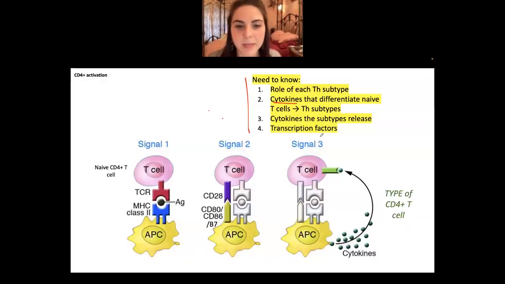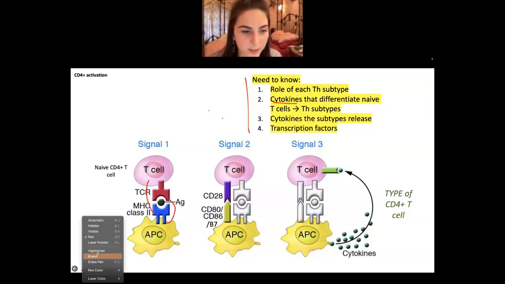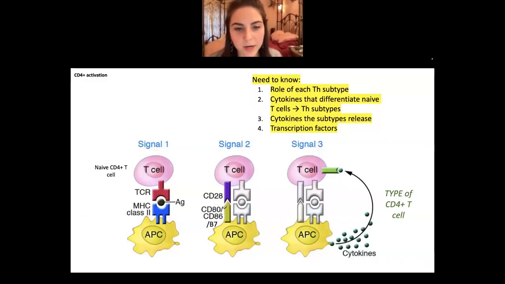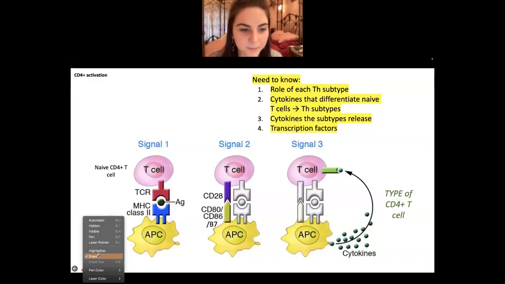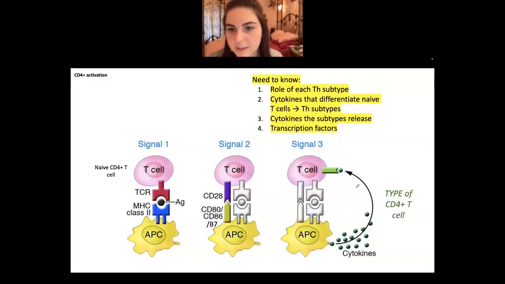So this is the same thing. This is your CD4 positive T cell activation. Here's your T cell, here's your APC. It's presenting MHC class 2, and then CD4 from the T cell helps with that. And then we have co-stimulation right here, B7 (CD80, CD86) binding to CD28. And then cytokine release, and this is going to tell you the type of CD4 positive T cell. This is not a thing in the CD8 positive T cell activation.